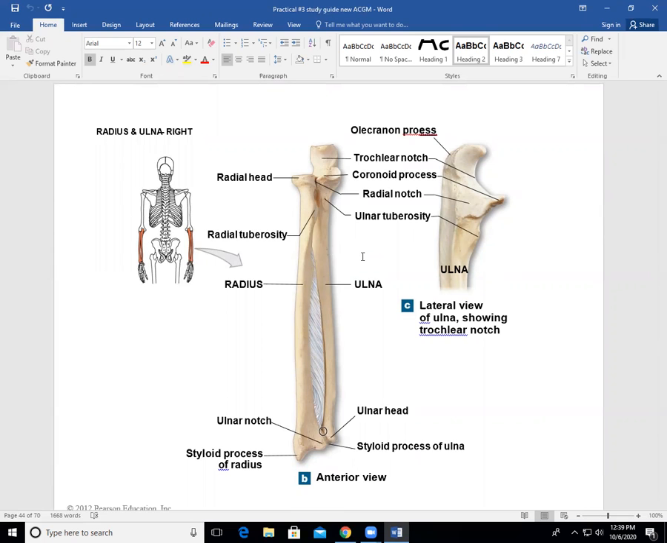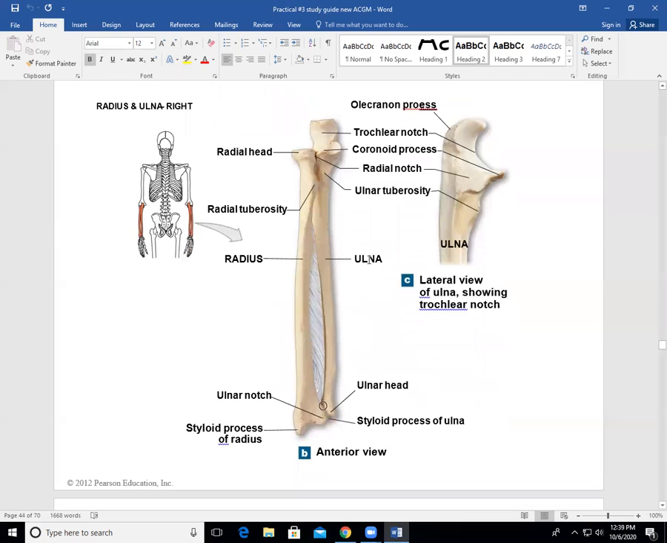All right, so let's go to the radius and the ulna. These are the bones in the forearm. All right, so that should say process. This big curve, it's the trochlear notch. So, your ulna. Why? Because it articulates with the trochlea of the humerus. Okay.